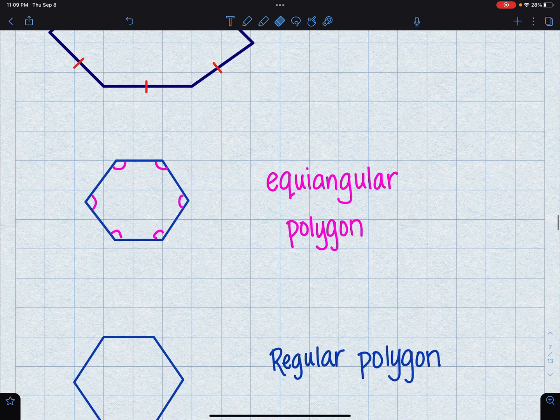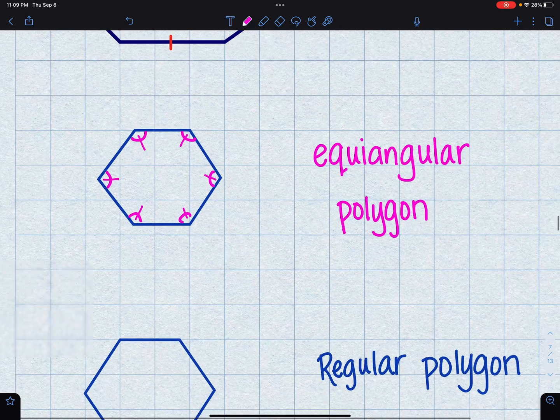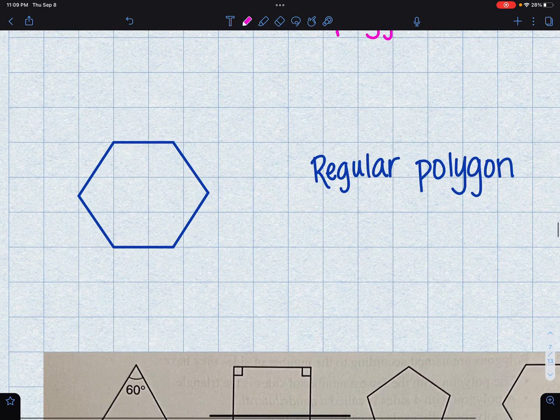Okay, now this one is interesting because all of the angles are the same angle. So if I put a little hash mark there, that means this is the same as that, it's the same as that, same. That means they're all the same. This is an equiangular polygon. That's kind of fun to say. You should try it. Equiangular polygon. Okay, and the last one is a regular polygon.